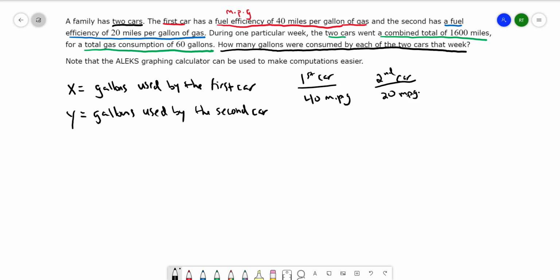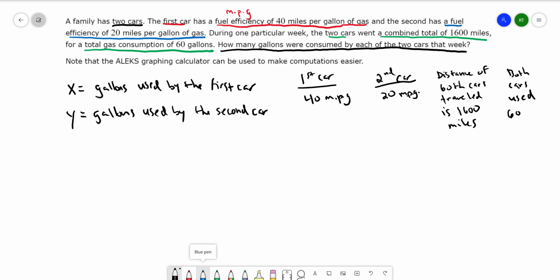And then it says that during one particular week, the two cars combined traveled a total of 1,600 miles, which is their distance traveled. So the distance of both cars traveled is 1,600 miles. And then the last set of information says there's a total gas consumption of 60 gallons. In other words, both cars used 60 gallons in total.